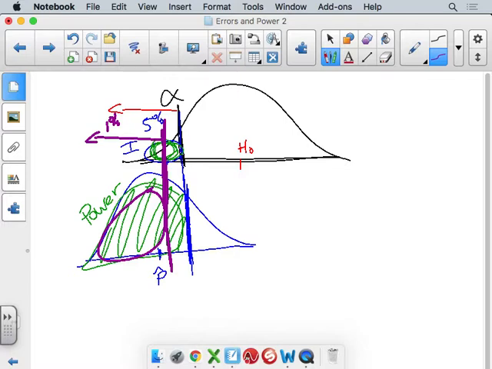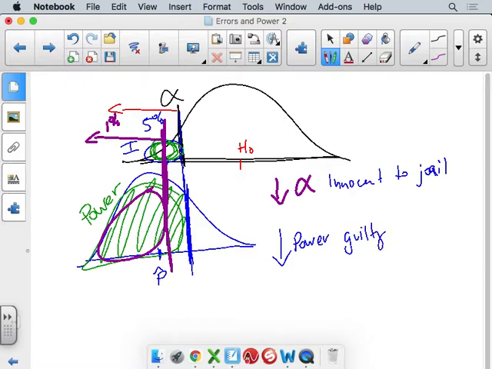You will never be asked to draw this graph. I just need you to understand the idea. In this case, I want to decrease the chance of sending an innocent person to jail. But when I do that, it decreases my power, so that decreases my chance of sending a guilty person to jail at the same time.